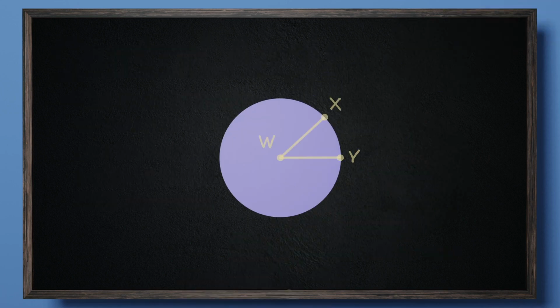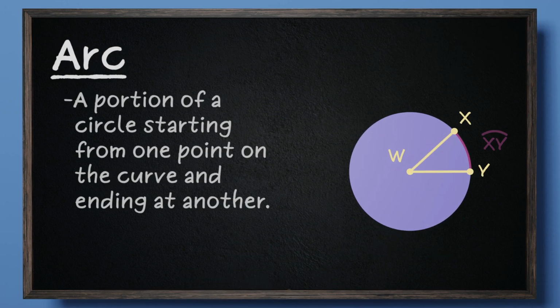With each angle that is drawn on a circle, an arc is formed. An arc is a portion of a circle, starting from one point on the curve and ending at another. Arcs are labeled using the 2 or 3 points on the circle that are used to define the arc. For instance, on circle W, this is arc XY. Notice the arc symbol above the label. This is how we refer to arcs in writing.